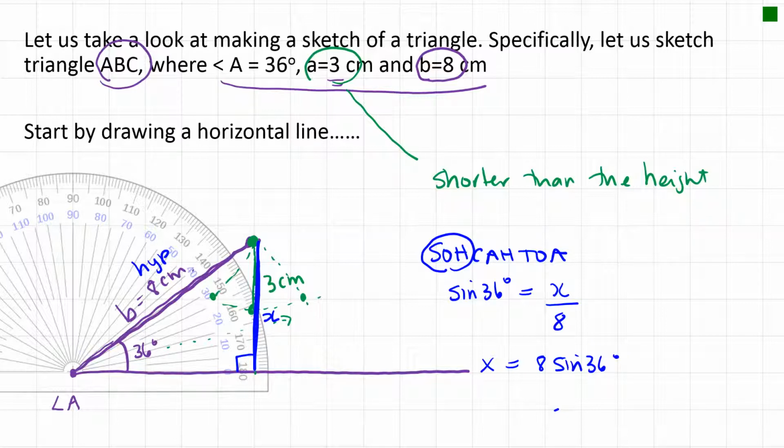And if I use my calculator, it gives me a value of 4.7 centimeters. So the height is 4.7 centimeters. So since this distance here is shorter than the height, we know there can be no triangle formed. It's impossible.